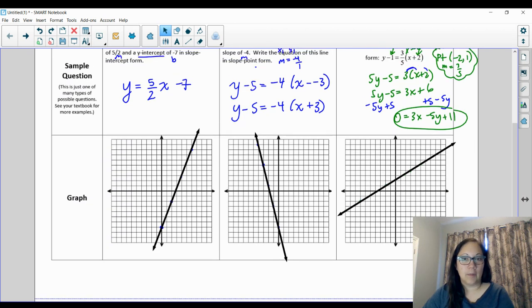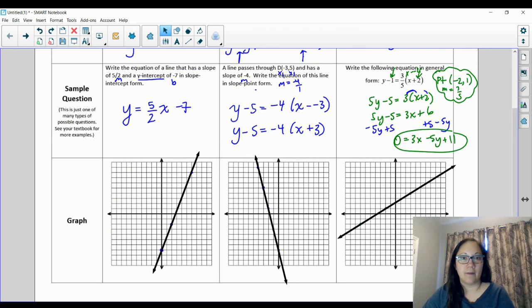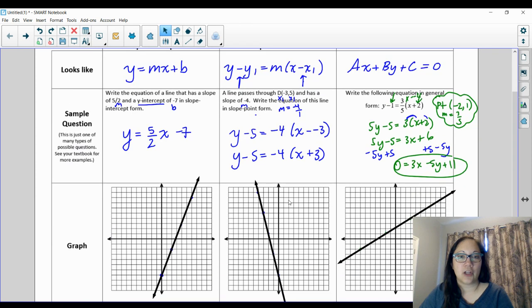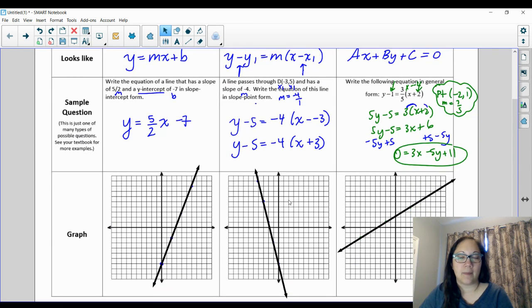Hopefully that helps as a bit of a simple review of the equations of lines. In this unit, it is a bit confusing to be working with three different forms. So hopefully this is a nice summary that shows you the difference between the three forms.